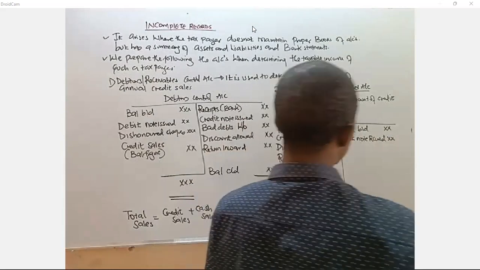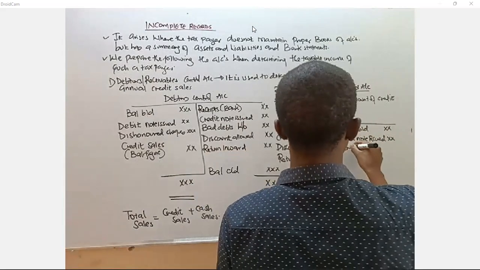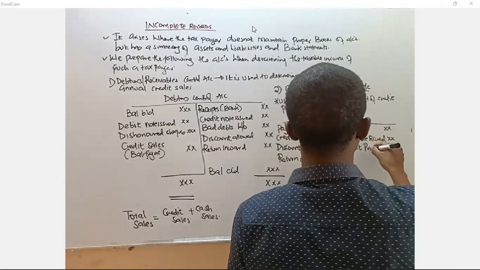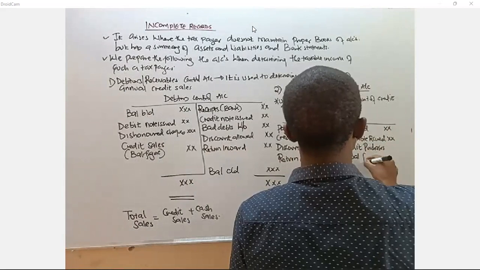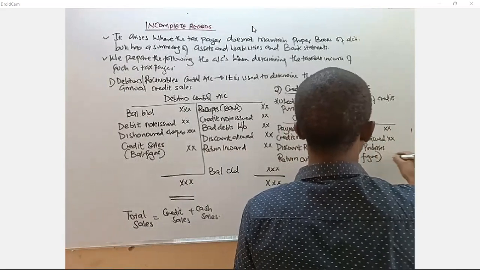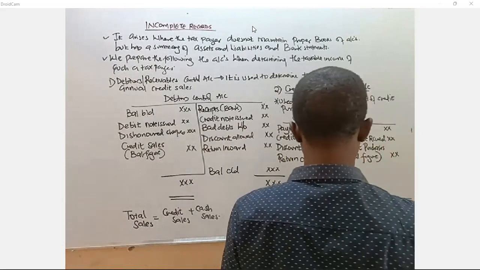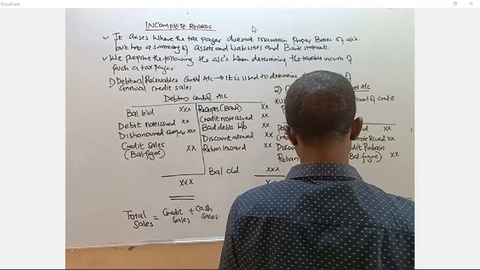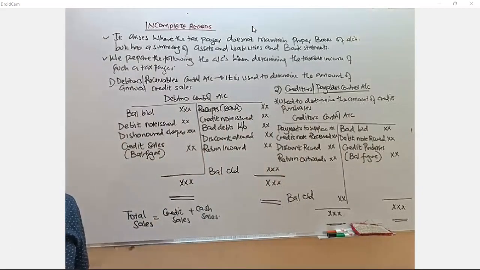Now, in this case, we have to come up with our balancing figure, where we are supposed to be getting our credit purchases. That should be your balancing figure. You just need to put them there. Get your totals there, right? So your totals will be put down there.